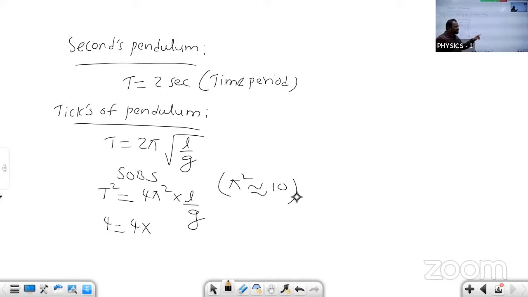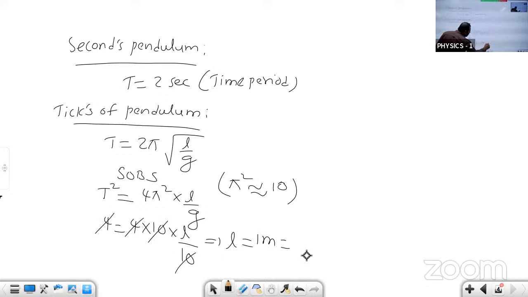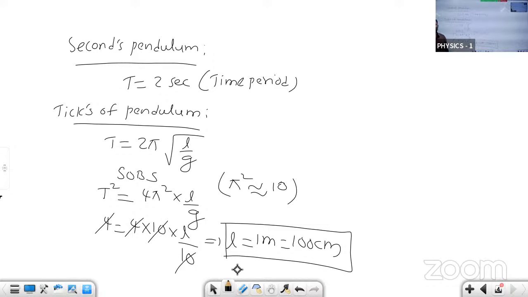The value of small g and pi square are both about the same. So we take the g value approximately as 10. That is why I took 10 into L by g, where g is the acceleration due to gravity, 10. 10 cancels. 4 cancels. L equals 1 meter, nothing but 100 centimeters. This is the length of the ticks of pendulum. L equals 1 meter, 100 centimeters.